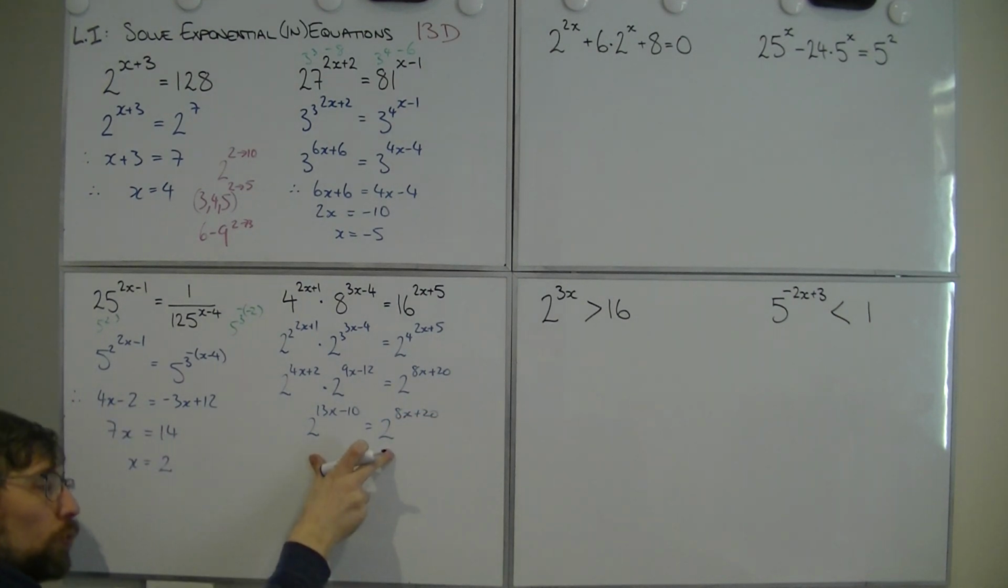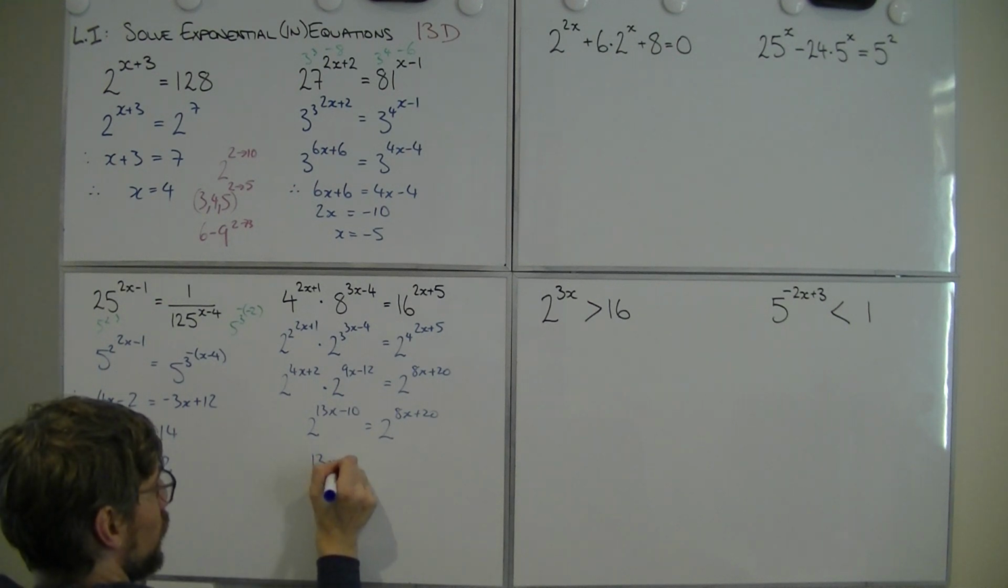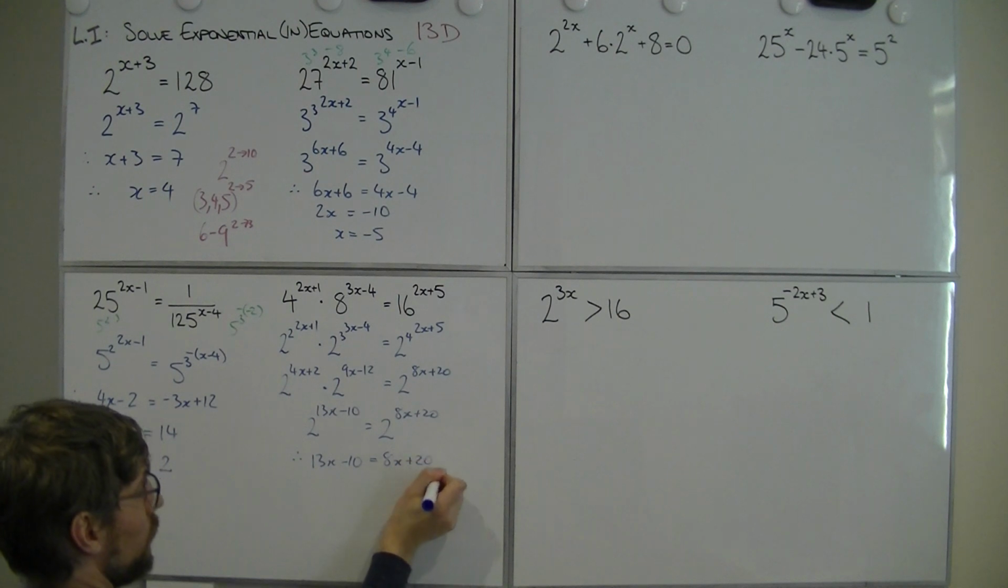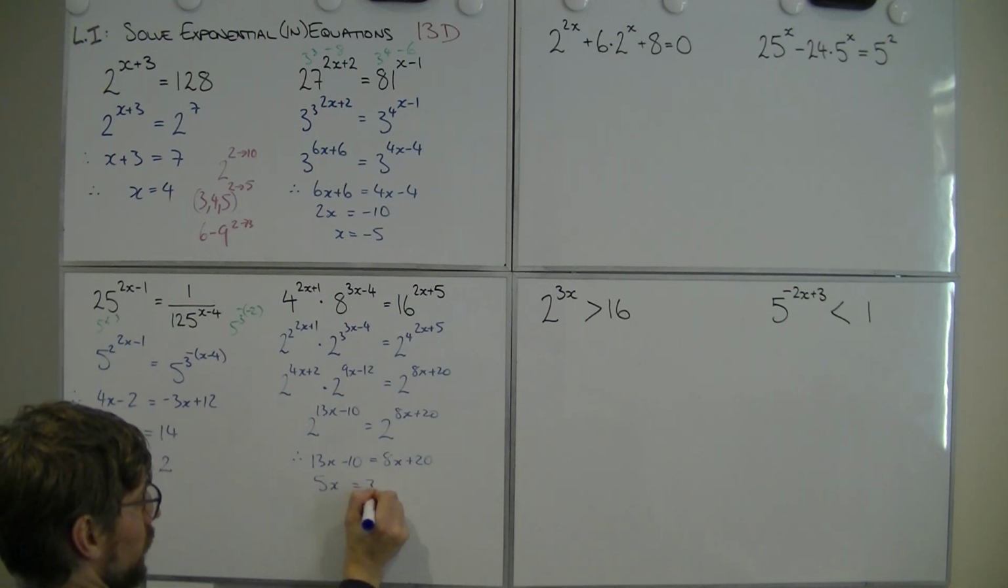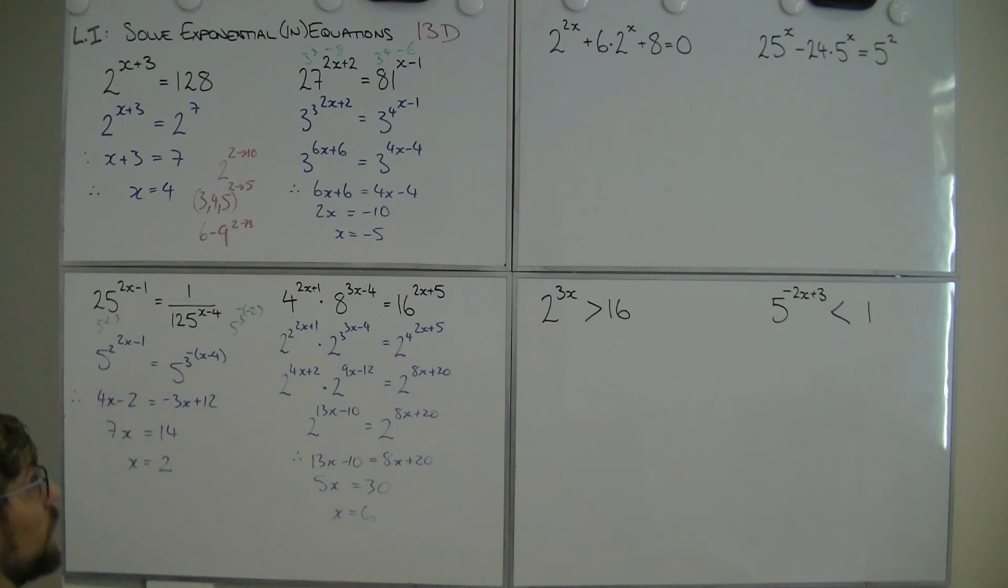Brilliant. Now I've got only two expressions, so now I can get rid of those bases. 13x minus 10, therefore 8x plus 20. Cool. And now we're just back in easy mode, so 5x equals 30, x equals 6. Yeah, not at all obvious that that's correct, so we should check it.